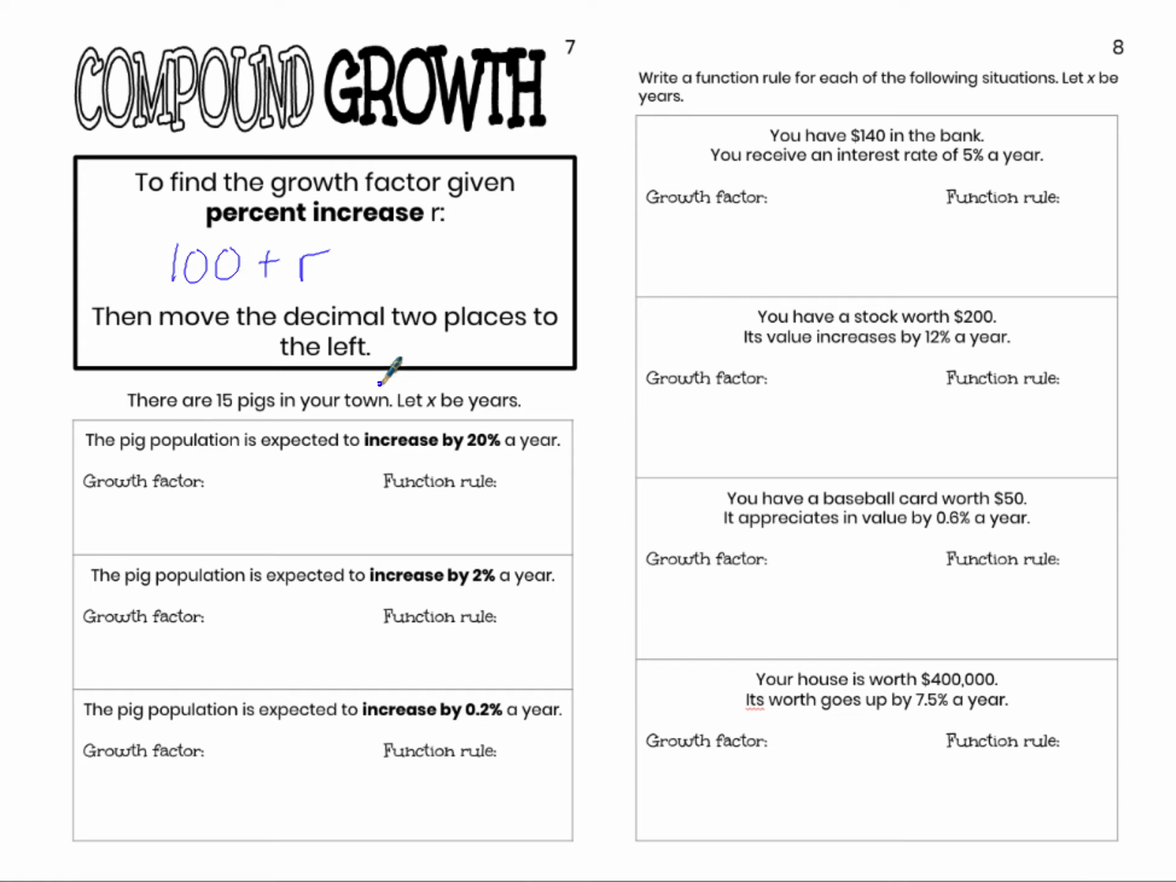So we have 15 pigs in our town. Now we say the pig population is expected to increase by 20% a year. That means the growth factor is 100 plus 20. So my growth factor is 120%. To write a percent as a decimal, I move the decimal 2 places to the left. So 120% is 1.2. That means my growth factor for a 20% increase is 1.2. Since I started with 15 pigs, I have 15 times 1.2 to the x.